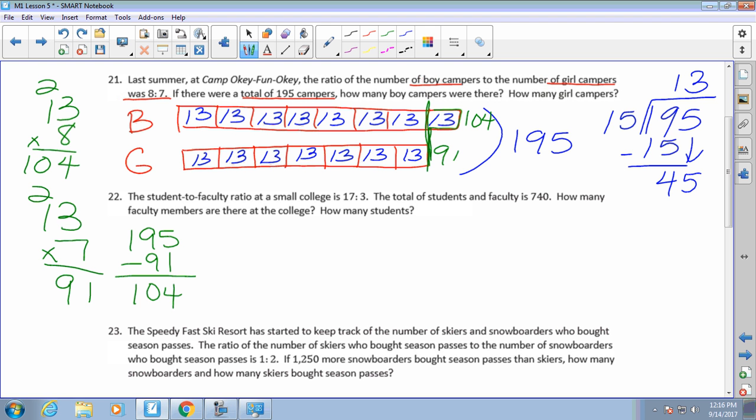But if you wanted to check your work, does anyone know what we could do to check our answer? All right, thank you again. You add 104 plus 91. And what should that add up to? 195. Very good. So does that add up to 195 when you add them together?